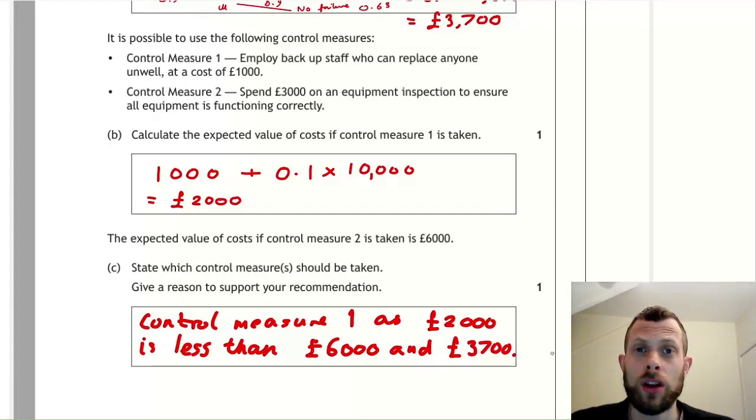Now, something that's not really discussed in the marking scheme, so I don't know if you'd have to mention it or not, is the possibility of taking both control measures. If you took control measure 1 and control measure 2, you can see that 1,000 plus 3,000 is £4,000. So even with that possibility, the £4,000 is still greater than £2,000. So it would still be only control measure 1 that should be taken.